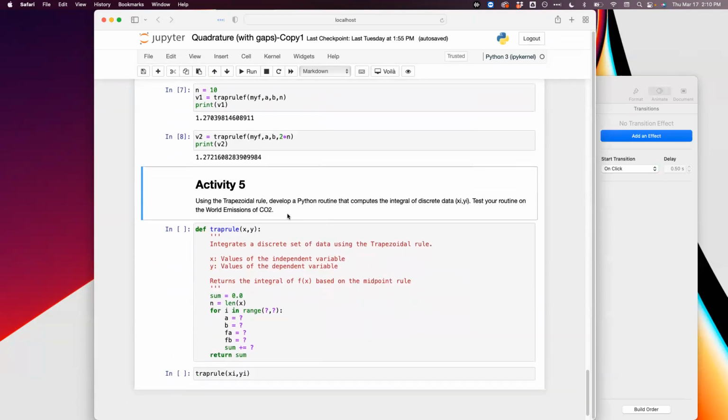So now in this case, trap rule, I'm giving it x, y. Those are just arrays, right? The x contains the values of the independent variable and y contains the values of the dependent variable. You have no control over intervals here because those are given to you through the data. But thankfully, the trapezoidal rule only uses the left point and the right point. So take a minute, see if you can do it. We did this last time with the midpoint, with the left and right point rules. So it's going to look essentially exactly the same.